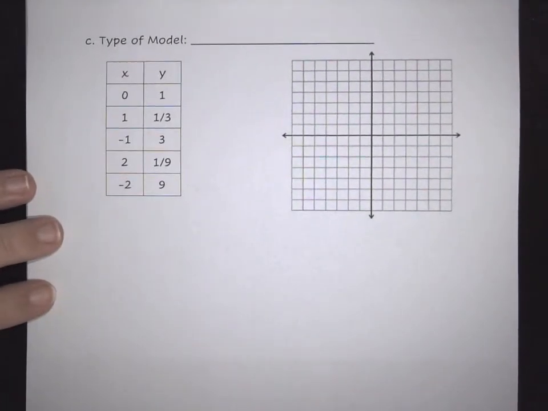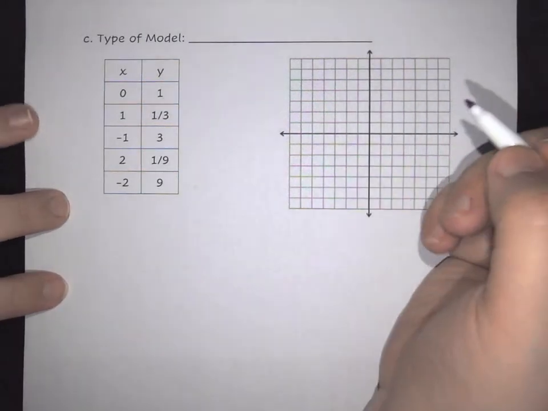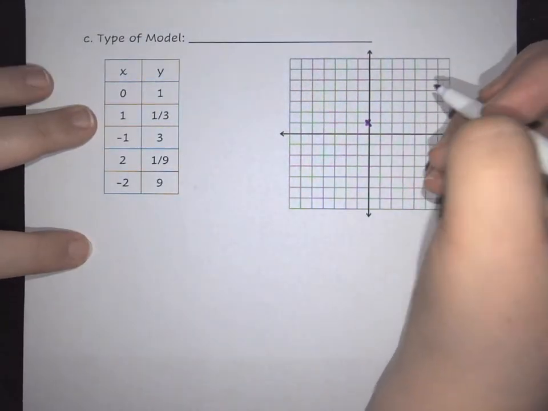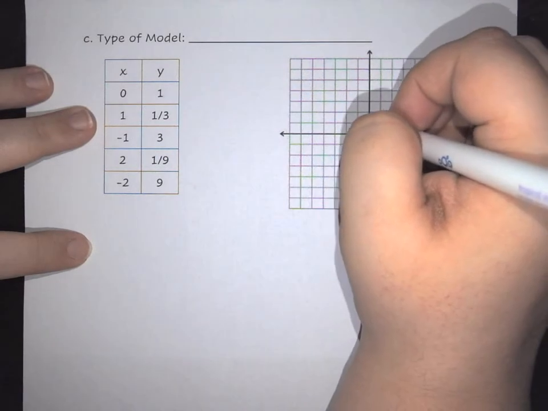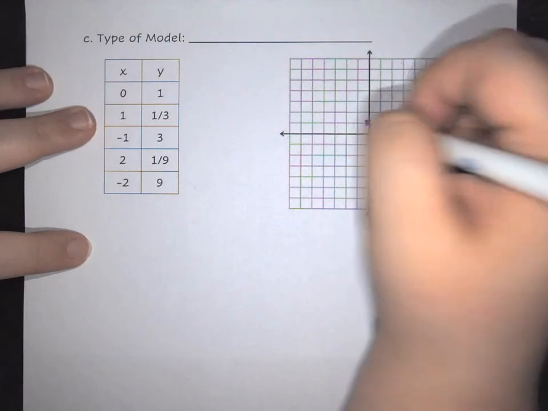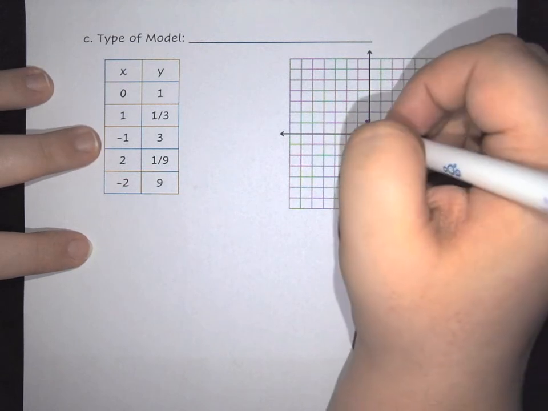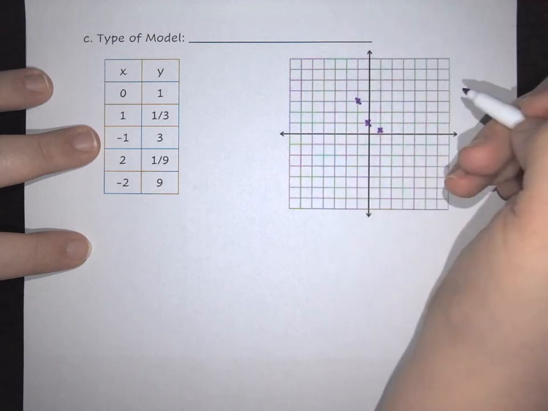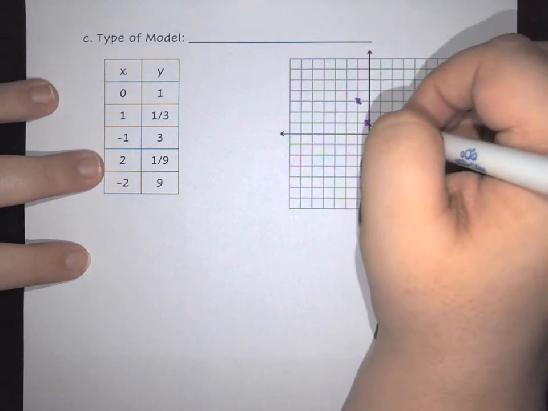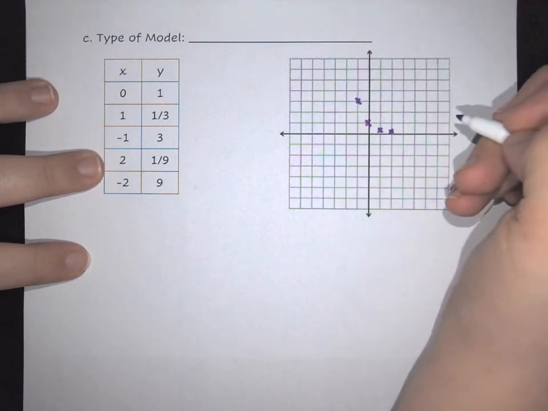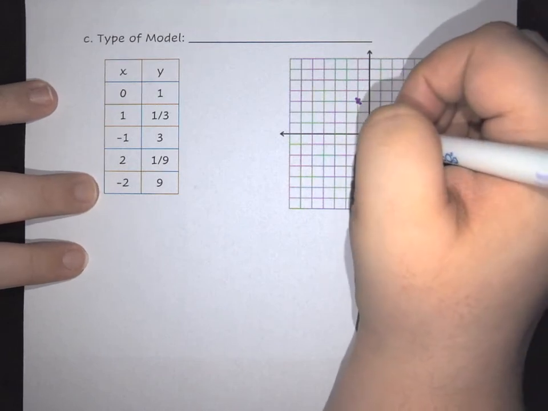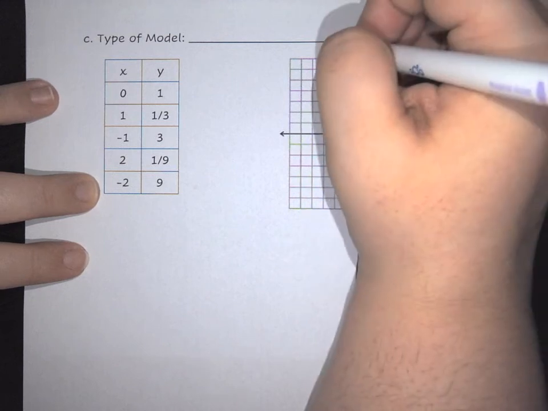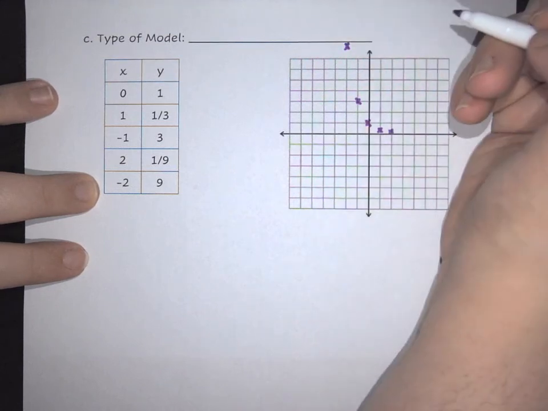Alright, let's go ahead and take a look at the last one. So here I have the point 0, 1, so that's right here. I've got 1, 1/3, so that's roughly here. I have negative 1, 3, so 1, 2, 3, it's here. I've got 2, 1/9, which is getting even closer to my axis, and then negative 2, 9, so 1, 2, 3, 4, 5, 6, 7, 8, 9, so we're looking roughly there.